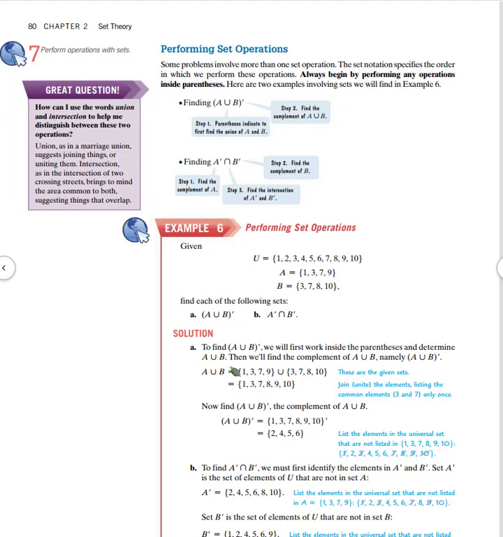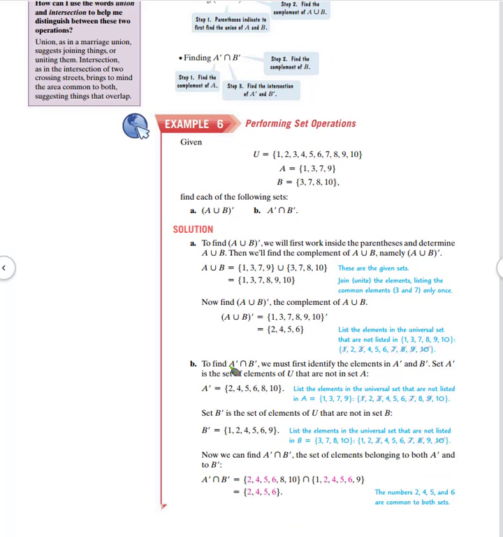What happens when we're doing things like finding the union or the intersection and combining that with finding the complement of some of those things? In other words, this kind of stuff right here. The important thing is something you already know from algebra. Do what's inside the parentheses first, if there are parentheses. Example 6 will give us some practice with that.